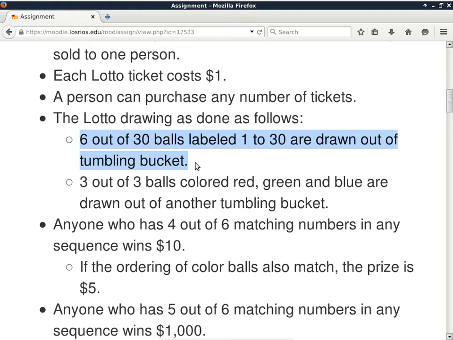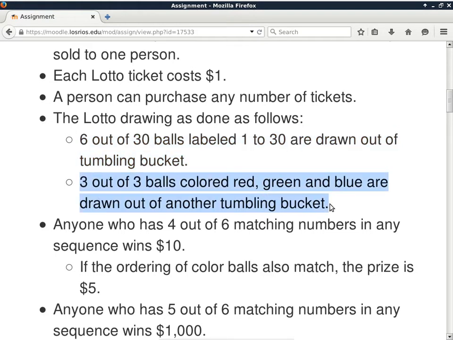The second part of the drawing is that I will also use a different tumbling bucket. I would put in 3 colored balls: red, green, and blue. And all 3 will be picked out of that tumbling bucket. But in this case, the ordering is important. Is it in the order of RGB? Is it in the order of RBG, BRG, or whatnot? So that part becomes important.